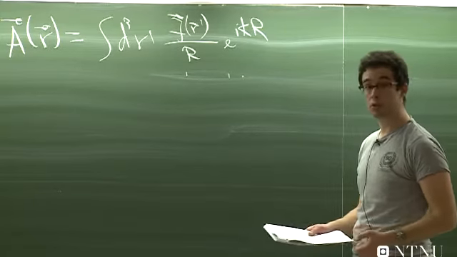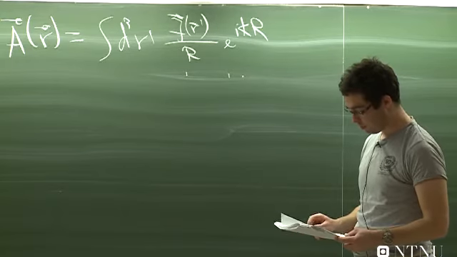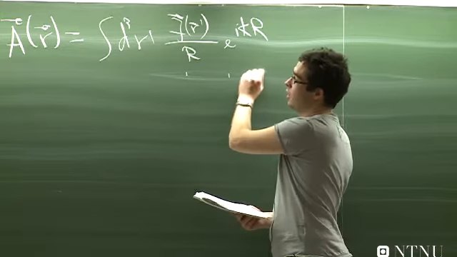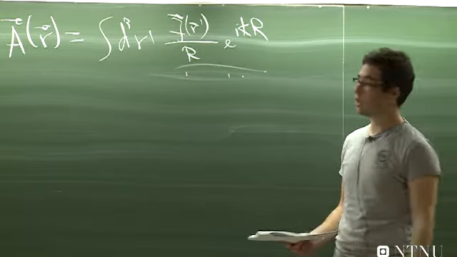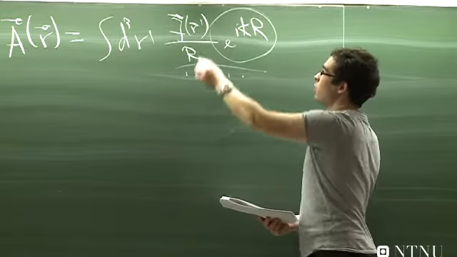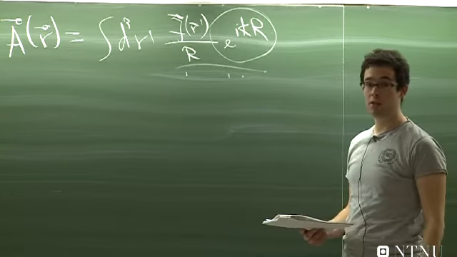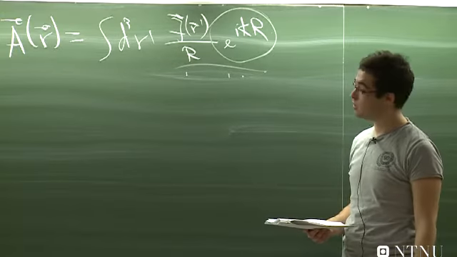You have a distributed source of arbitrary shape. So now I can essentially evaluate this integral as in magnetostatics, except I have to include this exponential phase that will take care of the retardation effects.